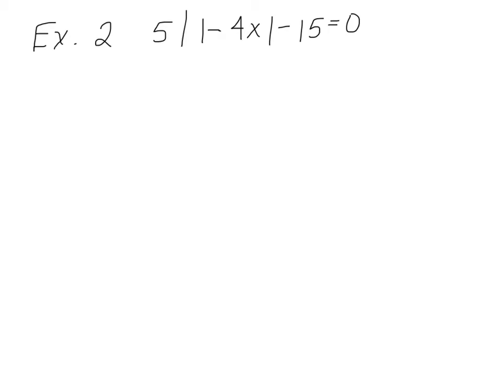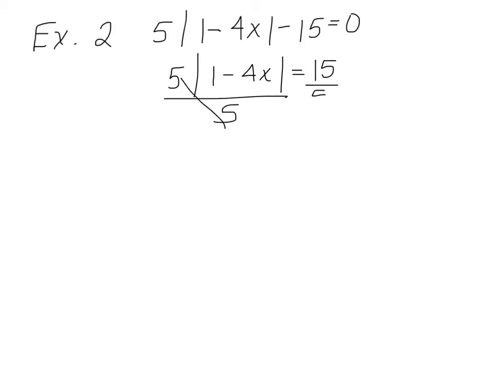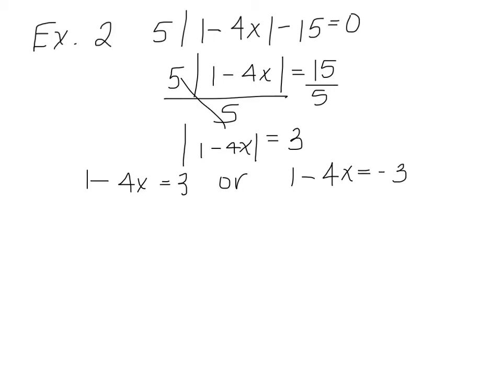Example where we have to isolate the absolute value. So first I'm going to add the 15 over. Then I'm going to divide by 5. And then since 3 is the same distance from 0 as negative 3, I'll write my two equations. And then I'll just solve for x.